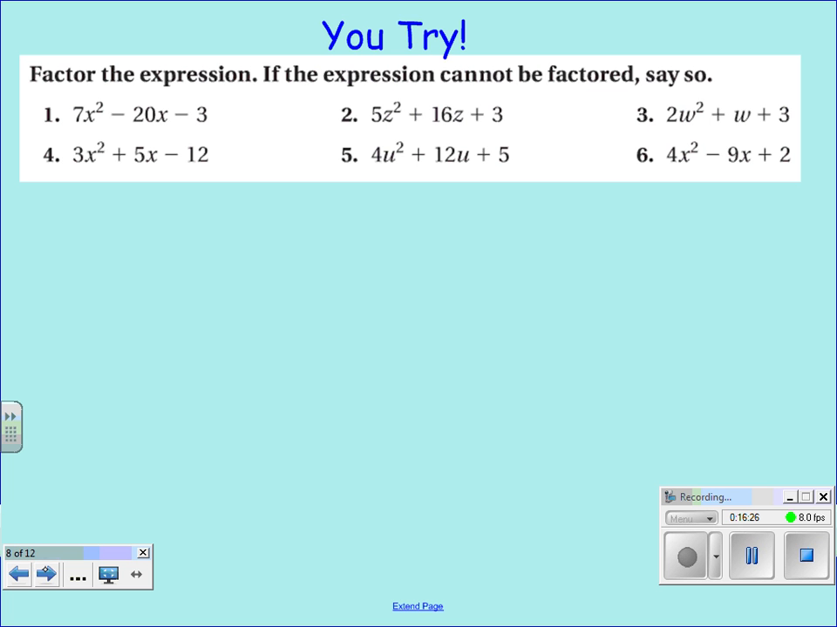I want you to try these 6 problems over the weekend. Okay, and again, a lot of these should just be somewhat review from algebra, this factoring. But again, we're going to take this to the next level, and it's going to get a little more dense. So, review the lesson and try these problems.